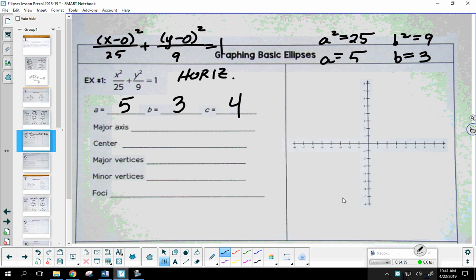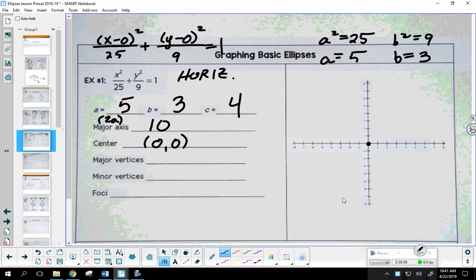Now, which distance is always associated with the major axis? Was it A or B? A. In fact, the length of the major axis was always 2A units long. And if A is 5, then I know the full length of this graph has to be 10. So now we just start plotting our points. We know the center has to be where? 0, 0 from the equation. So I'm going to put 0, 0.